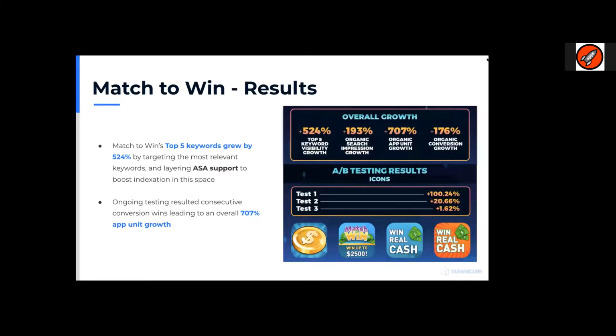The optimization was very successful, and we're talking about an optimization that was able to achieve results in hundreds of keywords over the first several months of optimization. We grew top 5 visibility 524% using, again, this more e-commerce based methodology of optimization. Organic search impressions grew nearly 200%, and app unit growth grew 700% at very large scale. We're not talking about a small number of downloads and a large percentage. And through the work that we did from conversion optimization, not just with the icons, but with screenshots as well, we were able to boost conversion by 176%. So even for new apps, ASO works incredibly well.